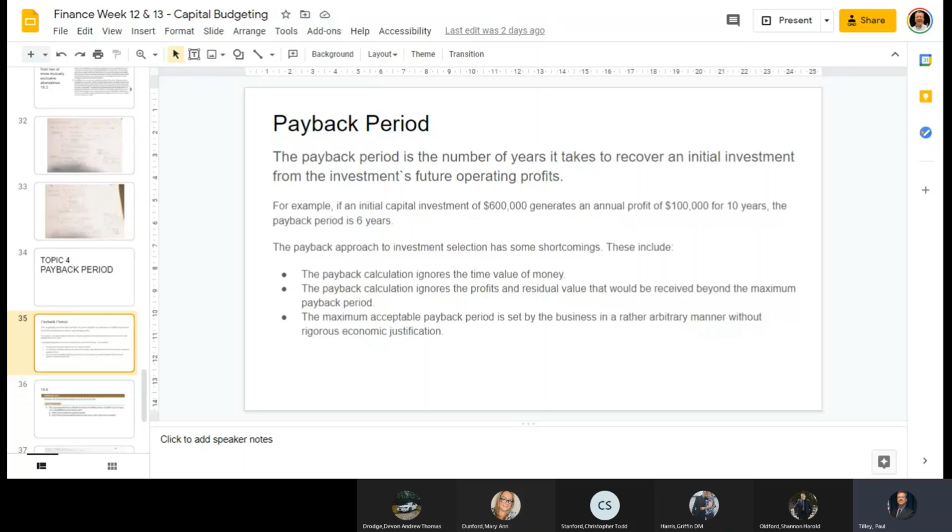So the payback approach to investment selection has some shortcomings, however, because it ignores the time value of money. We're just looking at $100,000 a year. We're not doing a present value calculation or anything like that. And for certain companies and certain projects, we might want a faster payback, and it's kind of arbitrary, this whole manner of how we calculate it.